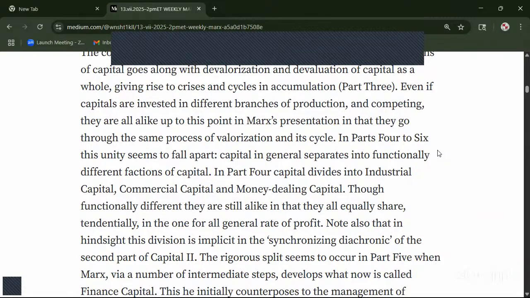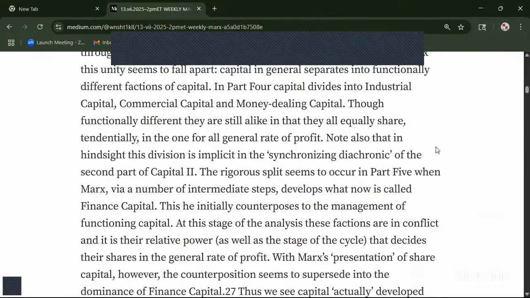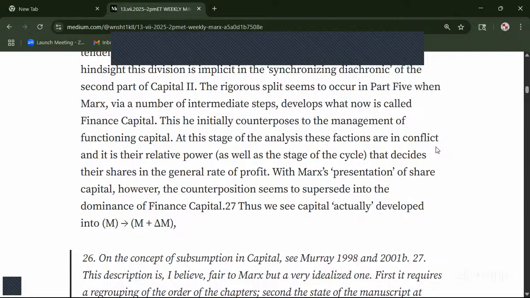The rigorous split seems to occur in Part 5 when Marx, via a number of intermediate steps, developed what is now called finance capital. This he initially counterposes to the management of functioning capital. At this stage of the analysis, these factions are in conflict, and it is their relative power as well as the stage of the cycle that decides their shares in the general rate of profit. With Marx's presentation of share capital, however, the counterposition seems to supersede into the dominance of finance capital.